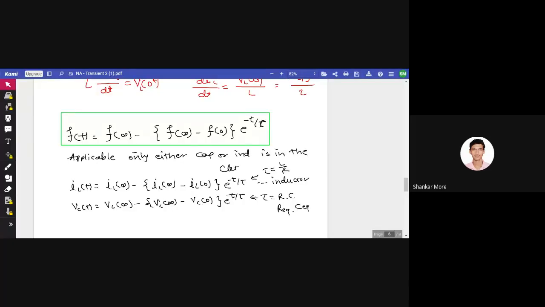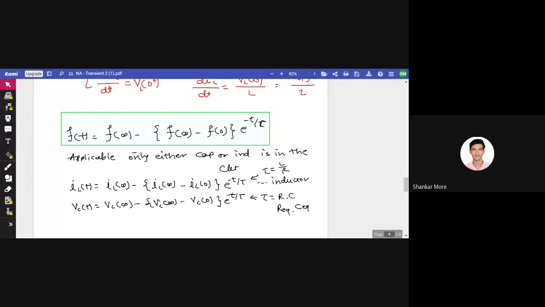So in the previous class, we have seen one example of transient response in network analysis. So this is the formula. This is the basic formula that we were discussing. That is f of t is equal to f of infinity minus, in brackets, f of infinity minus f of 0, into e raised to minus t by tau.